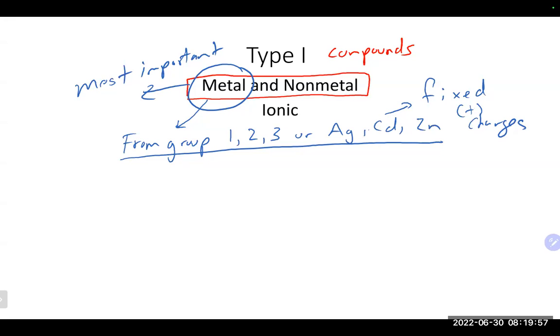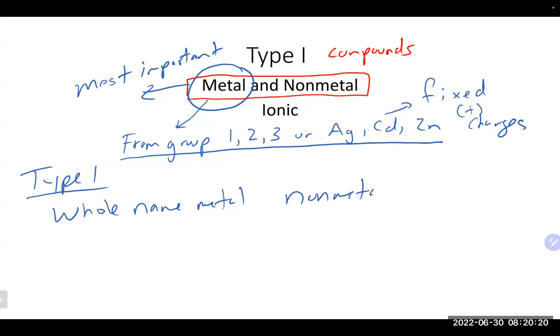And the nice thing about this is, as soon as you see that the metal is from group 1, 2, or 3, or again, one of those three, zinc, cadmium, or silver, this is how you name all type 1 compounds. You take the whole name of the metal, and the non-metal gets the IDE ending. That is how you go about naming type 1 compounds when you see them.